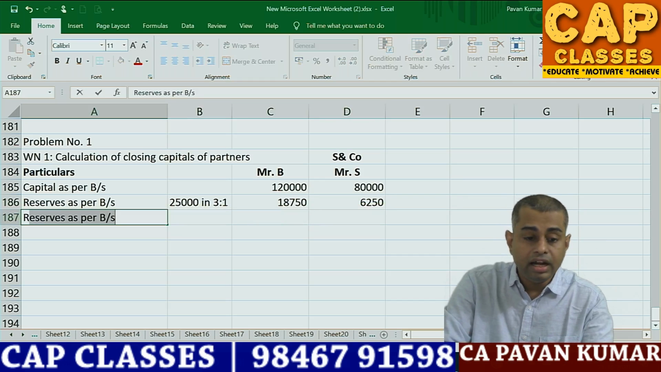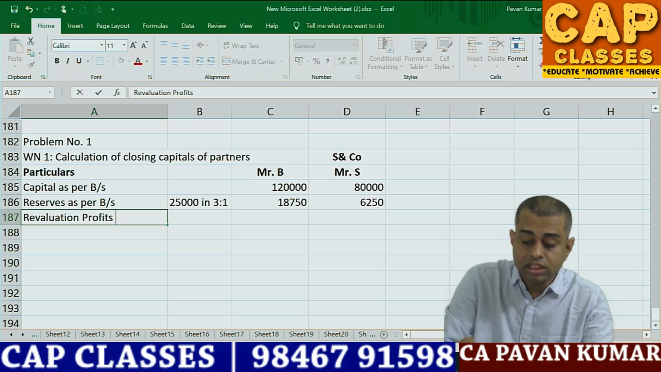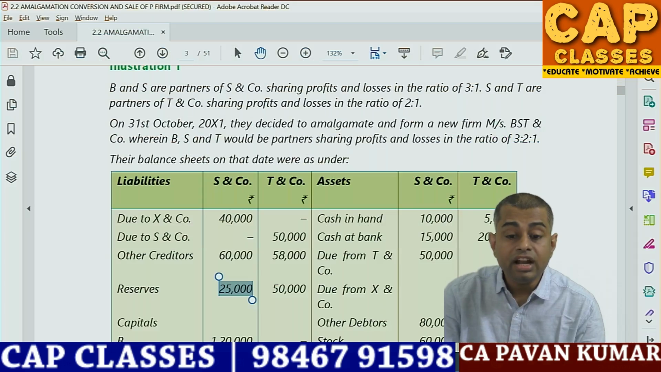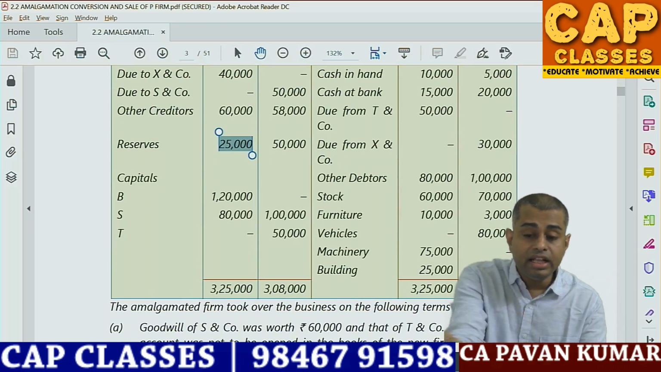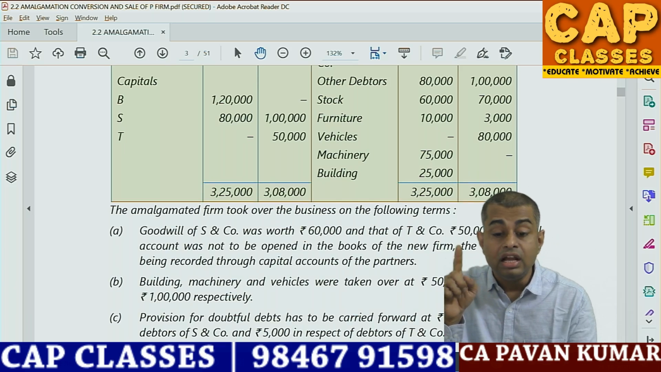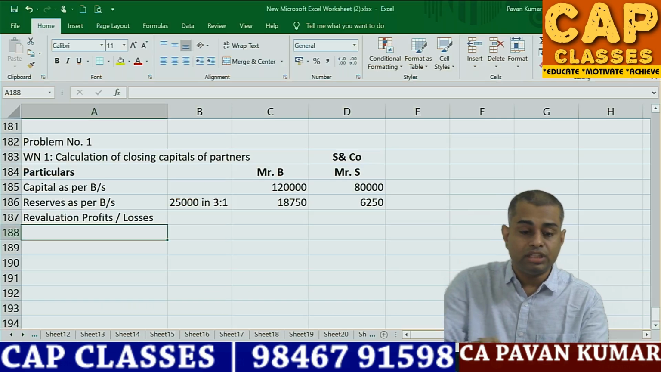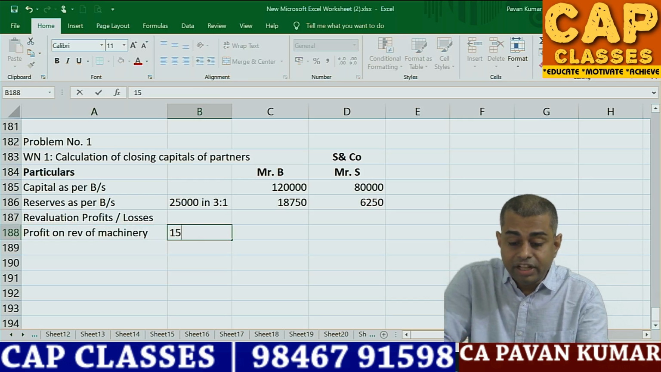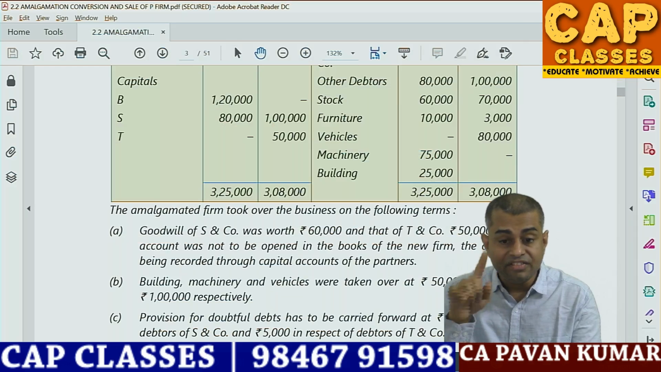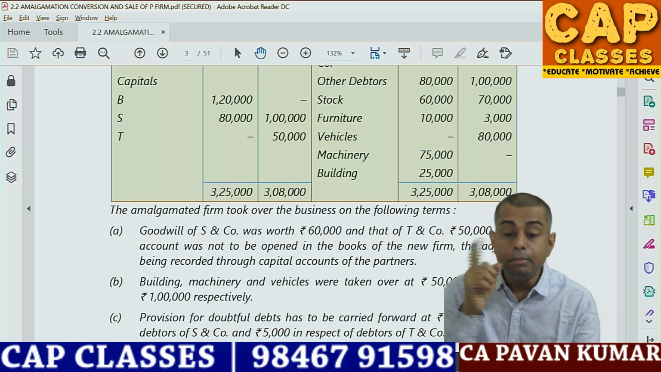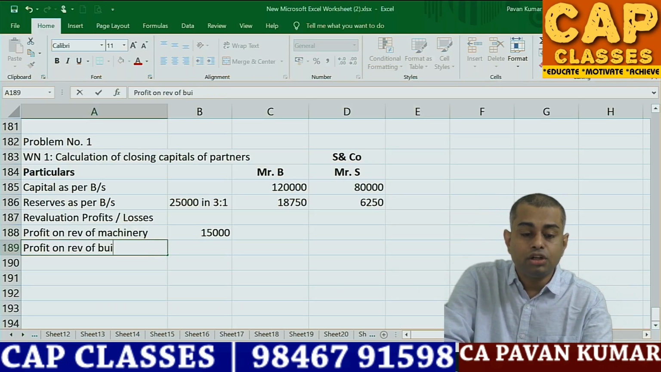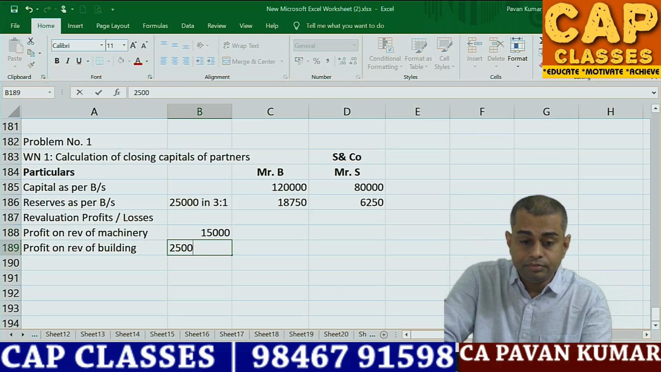Okay. Then revaluation profits or losses. Now look here, in the first company, machinery 75,000, agreed value of machinery is 90,000. So profit on revaluation of machinery. So can I say 15,000? So 75,000 has become 90,000. Then building 25,000 has become 50,000. Profit on revaluation of building 25,000.